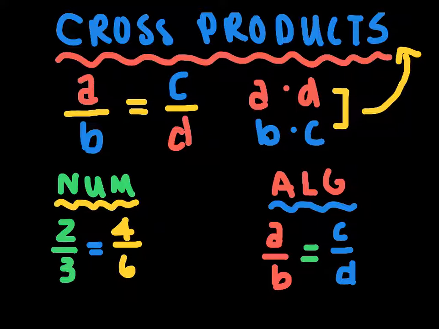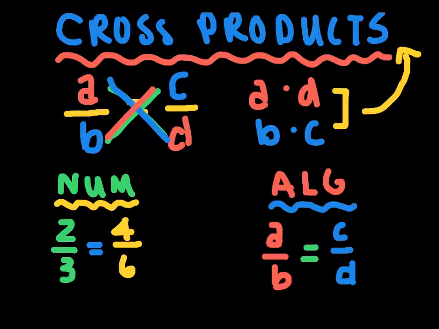Okay, so these ones, A and D and B and C, are cross products. And notice how it has an X, kind of like a cross. So that means that you can multiply them together to see if they're proportional.